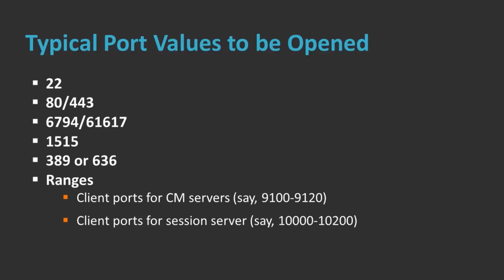Also, importantly, you need a range of ports to handle your various sessions. For example, client ports for console management servers might start at, say, 9100. Client ports for session servers might start at 10,000. Note that the client ports are variable ranges, and in a large configuration this may be dozens or even hundreds of ports, so it may be tedious to configure every individual firewall port. Normally, in this situation, the firewall is configured for port ranges, say 9100 to 9120 and 10,000 to 10,200.